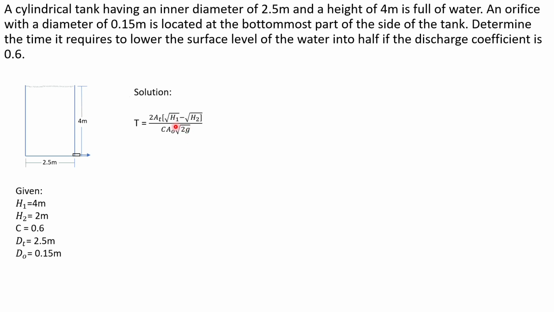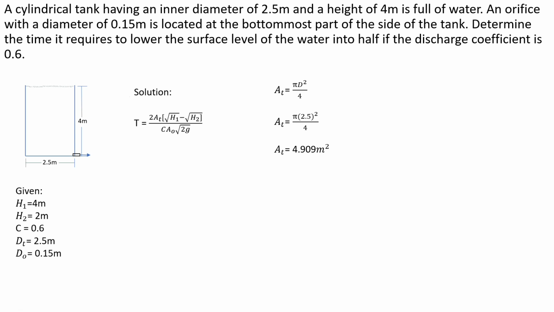We have a given value of h sub 1 here. We also have a given value of h sub 2. The gravity is constant. But we don't have the value of the area of the tank and the area of the orifice. But we can solve it because we have the given diameters. So for the area of the tank, we have pi d squared over 4, and the diameter is 2.5. Simplifying this, we have the area of the tank, which is 4.909 square meters.